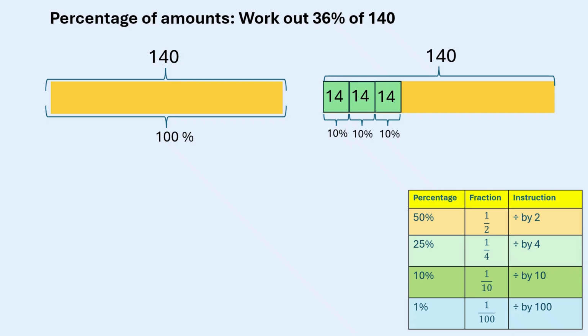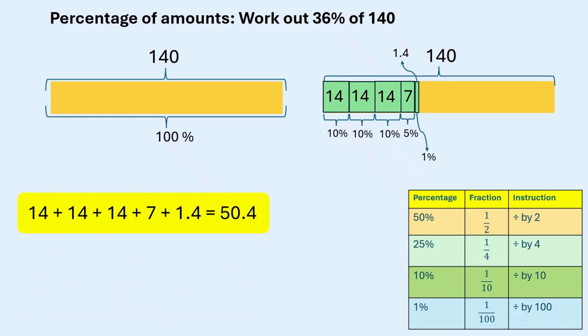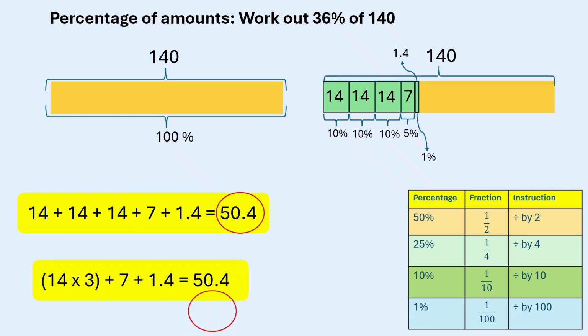Now I'm going to do 5%, which is half of 10%, so that's going to be 7, and I need 1% extra, which is quite tricky to show on this diagram. That's the same as a hundredth, so I'm going to divide by 100, which is 1.4. Then I can add them all together, so I've got 14 plus 14 plus 14 plus 7 plus 1.4, which gives us 50.4. Or another way I could think of that is to do 3 lots of 14, then add the 7 plus 1.4, which gives me 50.4.